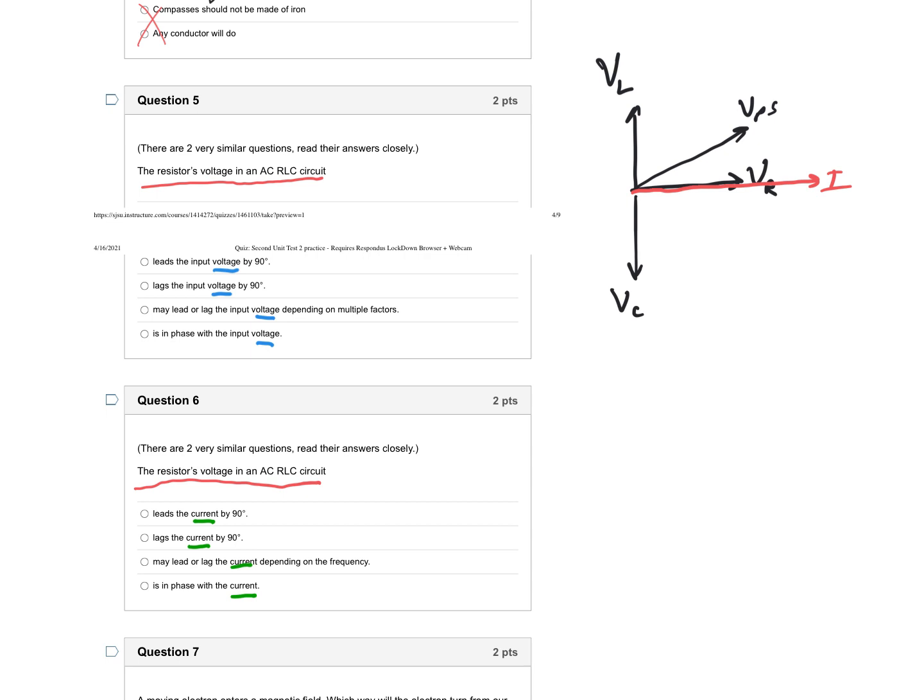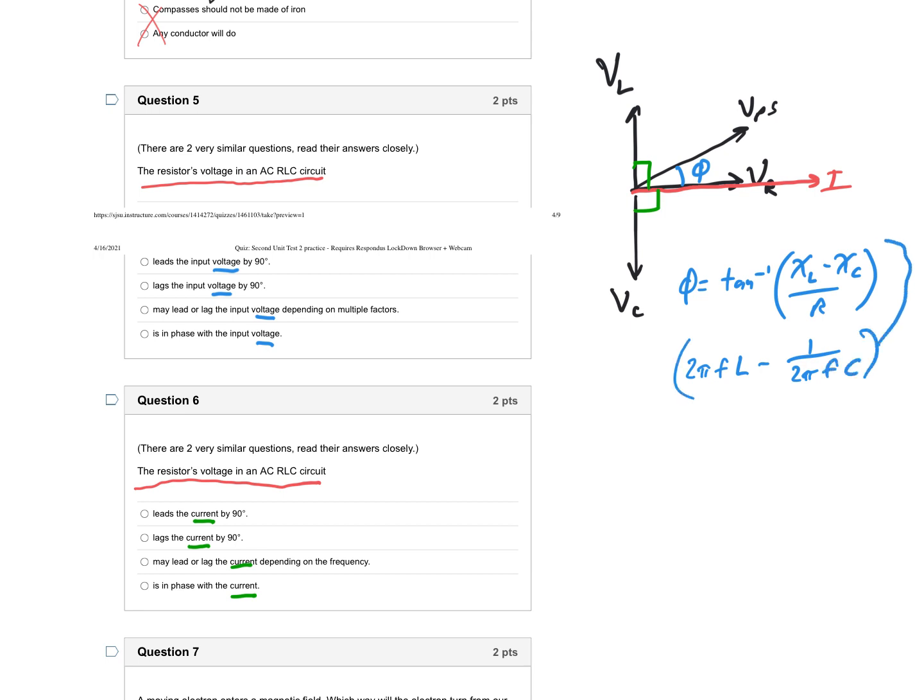We've got 90 degrees here, 90 degrees here. We have some angle phi here. What's that angle phi? That angle phi is equal to the inverse tangent of X sub L minus X sub C over R. Remembering that X sub L minus X sub C is 2 pi f L minus 1 over 2 pi f C. That's what our numerator looks like.